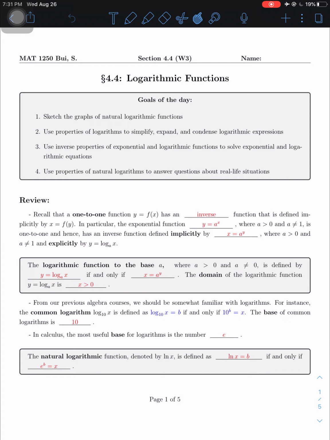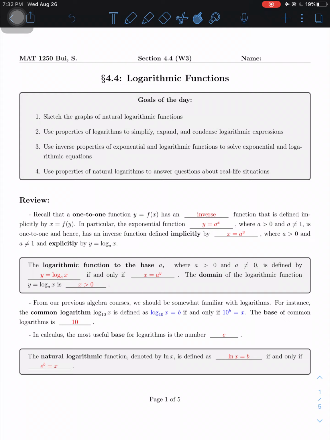For 4.4, let's talk about logarithmic functions. Alright, so the last time we talked about one-to-one functions. It's not covered in 4.2, but I believe we talked about it in 4.1. So one-to-one function, what does that mean? Let me remind you guys. One-to-one functions happen when for one y value we get exactly one x value. Okay, and it cannot be more than one x value.